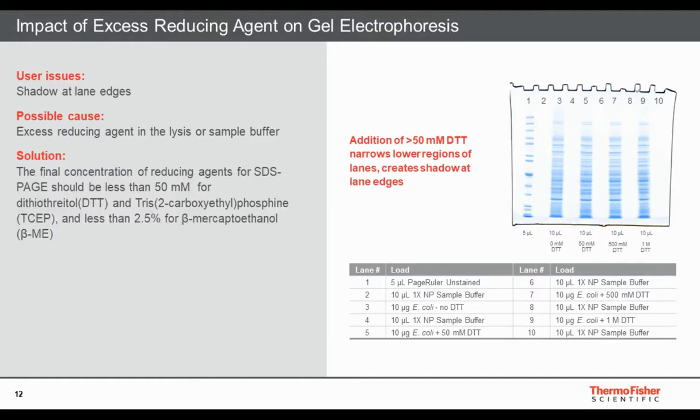It is recommended that the final concentration of reducing agent should be less than 50 millimolar for DTT and TCEP, and should be less than 2.5% total for beta-mercaptoethanol.